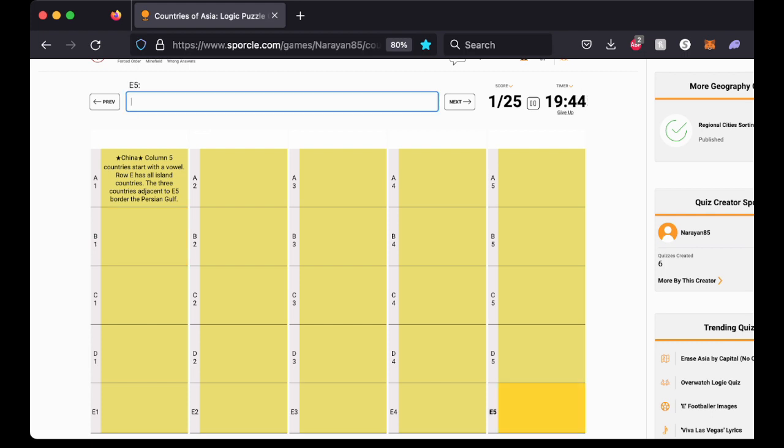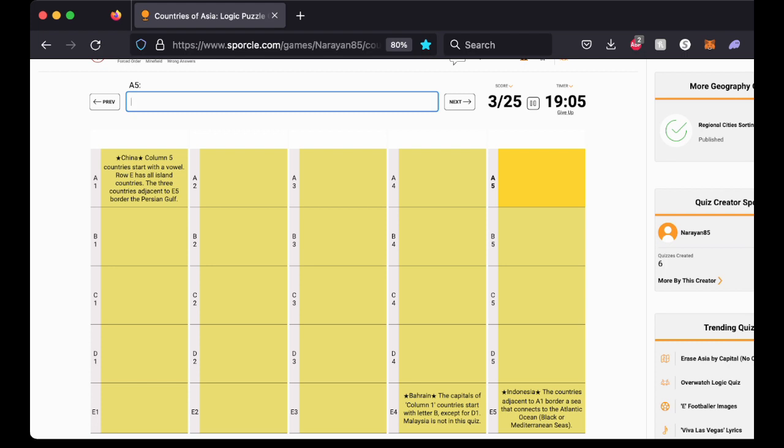Okay, so a country that starts with a vowel that's also an island country is Indonesia. I-N-D-O-N-E-S-I-A. Okay, now, staying with this hint, 3 countries adjacent to E5 border the Persian Gulf. Okay, so Bahrain is an island that borders the Persian Gulf, so we'll guess Bahrain for E4. Bahrain. Okay.